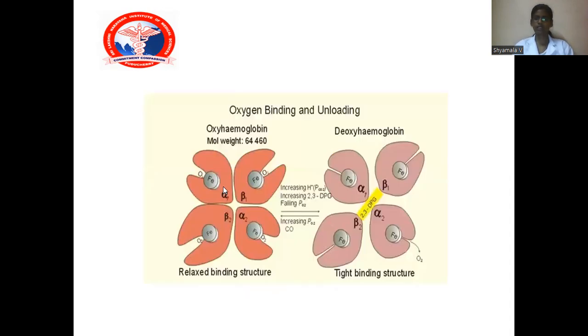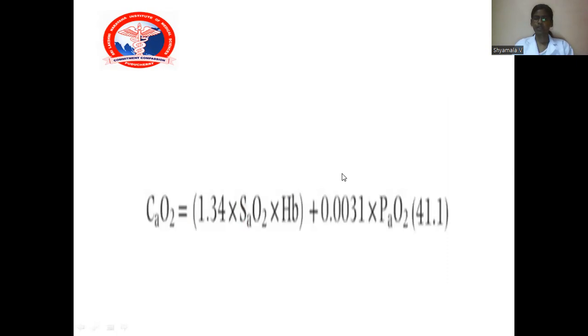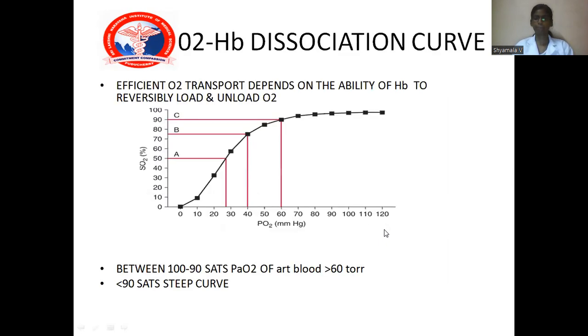This shows oxyhemoglobin, that is oxygen bound with the ferrous form of the heme present in the hemoglobin. And this is deoxyhemoglobin, where there is no oxygen binding. The oxygen carrying capacity of arterial blood can be calculated by 1.34, that is Huffner's constant, the amount of oxygen in milliliters carried by each gram of hemoglobin, multiplied by oxygen saturation of arterial blood, multiplied by hemoglobin, plus 0.0031 multiplied by partial pressure of oxygen.